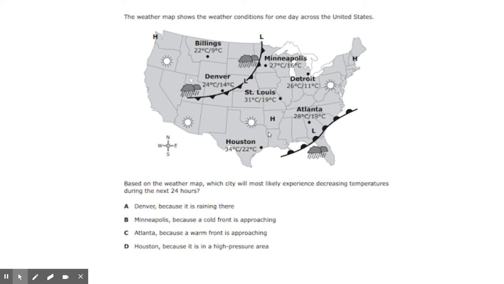So that would be the first thing you would do, just analyze the diagram. You know that these arrows point in the direction that this cold front is moving. So you would say that in the next day, this cold front will move further to the south. So let's read the question. It says, based on the weather map, which city will most likely experience decreasing temperatures during the next 24 hours?